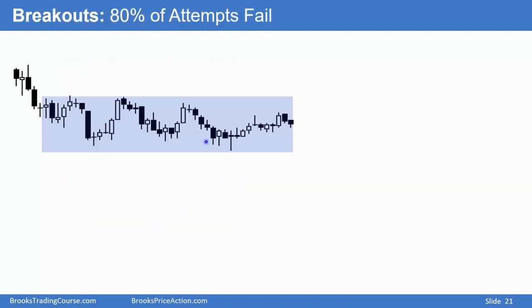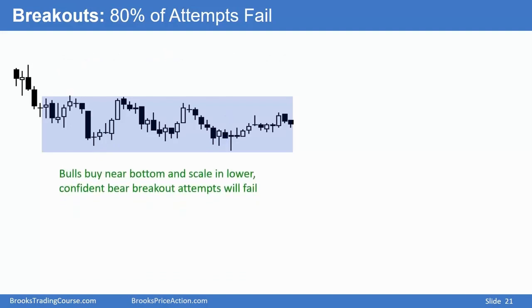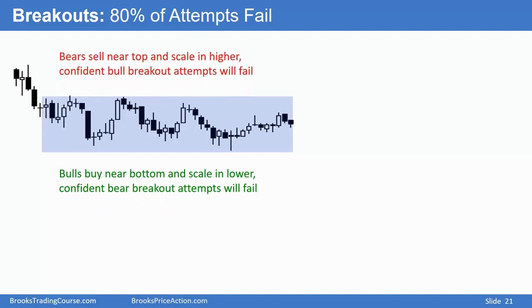Bulls buy in the bottom third, scale in lower, scalp out. And bears sell in the top third, scale in higher, confident that the bull breakouts will fail. And eventually there is a successful breakout. But at this point, it's a 50-50 bet. Will it be up or down?